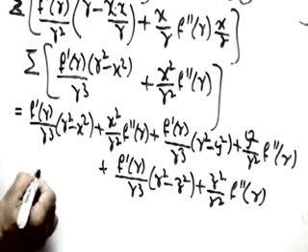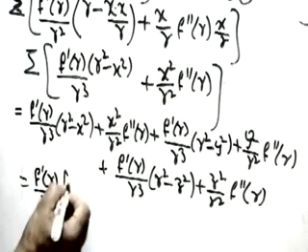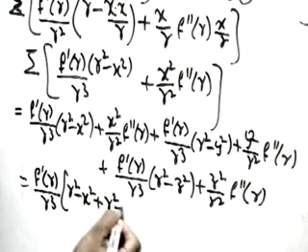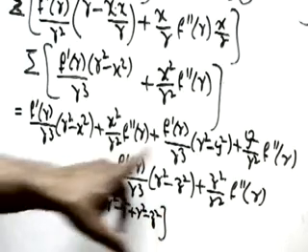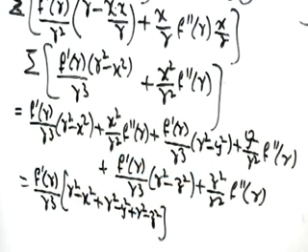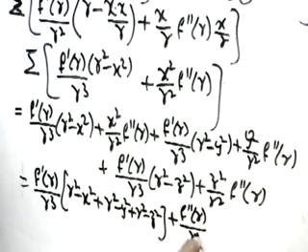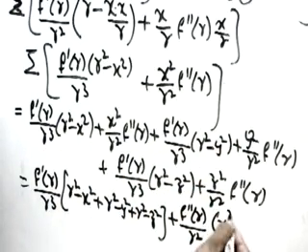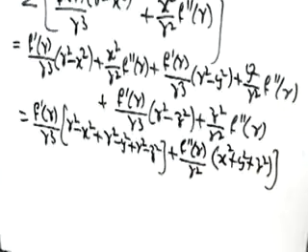Let me take common from these three. We can take common f dash r by r cube. If we take common, what is left here? R square minus x square, plus here r square minus y square, plus r square minus z square. We have taken common from these three. In the same way, let me take f double dash r by r square common. If you take common, here you are left with x square, y square, z square, so we can write x square plus y square plus z square.